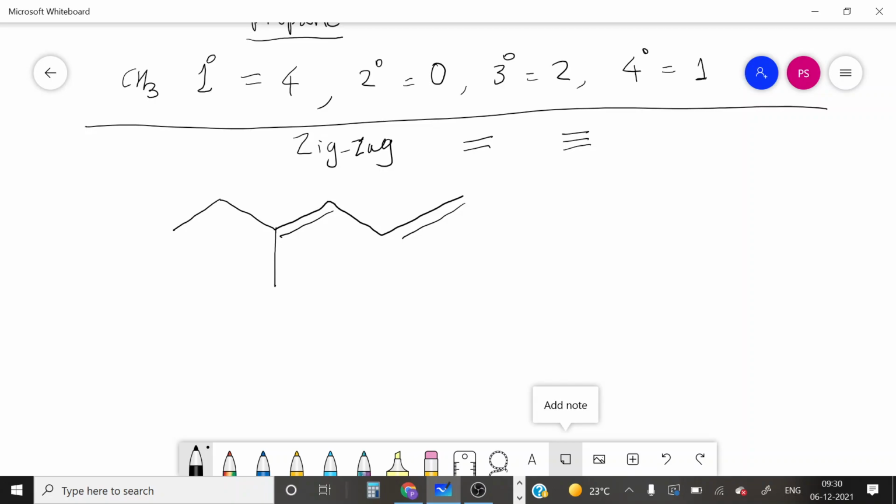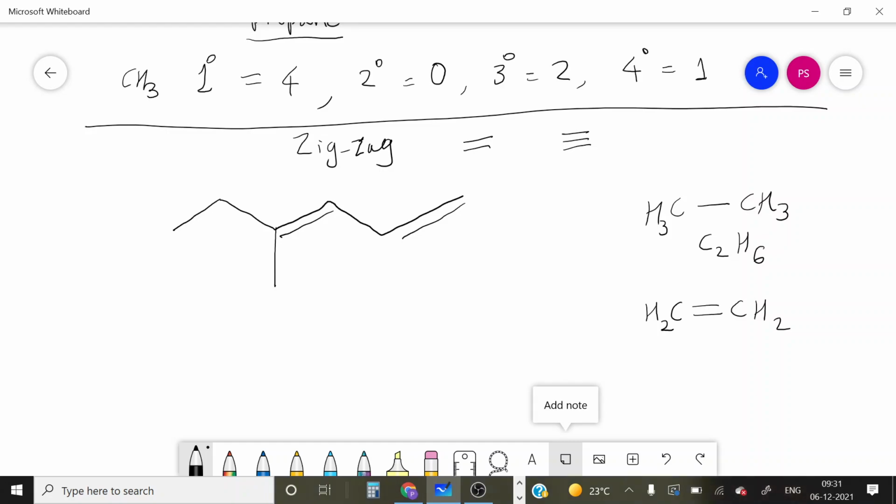Remember that suppose this is the alkane, normal alkane. What is the formula of this alkane? CnH2n+2, that is C2H6. Now if one double bond is there, we have to decrease the number of hydrogens by 2, because one double bond means one extra bond is there in between two carbon atoms.